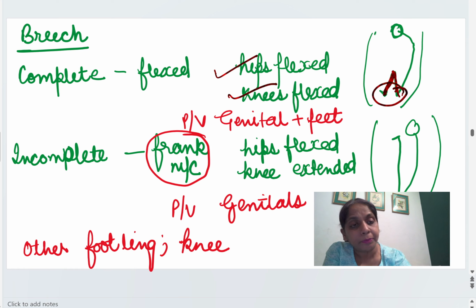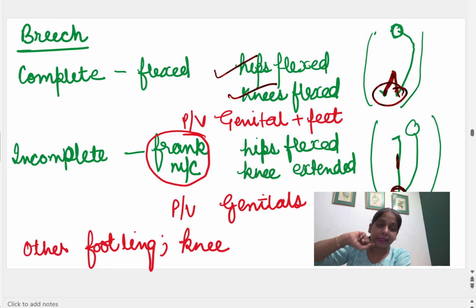In the incomplete breech, the knees are not flexed, but the hip joint is flexed. So what will we feel on the PV? We will feel only genitals, okay. And this type of incomplete breech is known as frank breech, and it is the most common breech. Please remember that the frank breech is the most common breech, in which the knee joints are extended or the legs are extended, okay. And on the PV we feel only genitals.